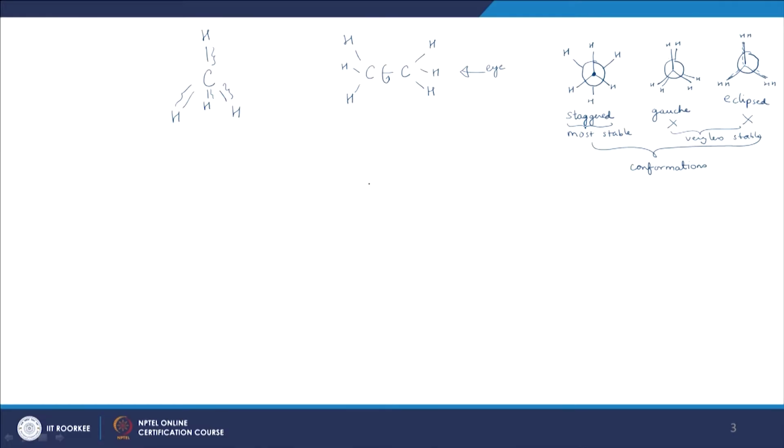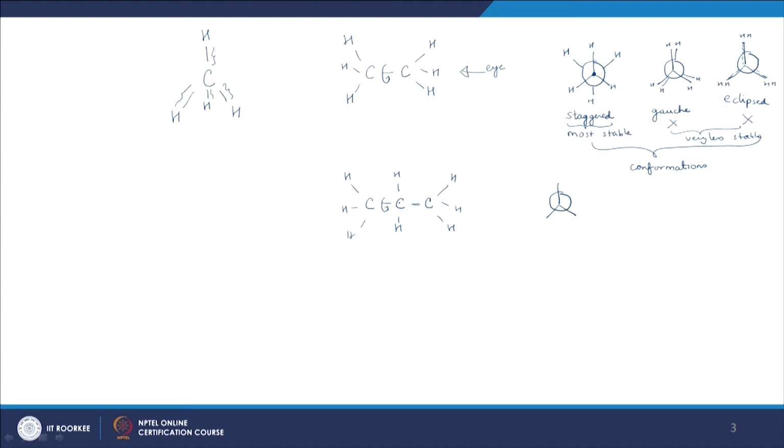The same story happens for the case of propane, where now we have 3 carbons, the middle one has 2 hydrogens, and then at the 2 ends we have 3 hydrogens each. Okay. So, now you can see there are 2 carbon-carbon bonds. So, we can look at either of them to see what rotation is occurring. So, let us say I am looking at this particular carbon, in that case my projections that I have just drawn will look something like this.